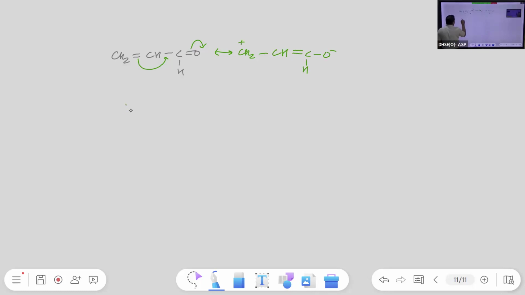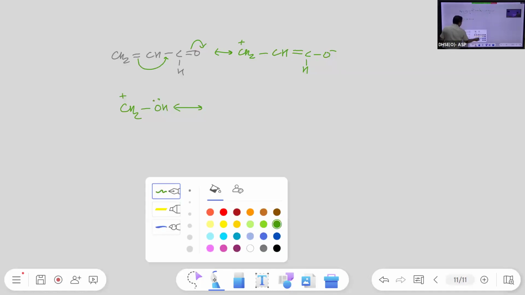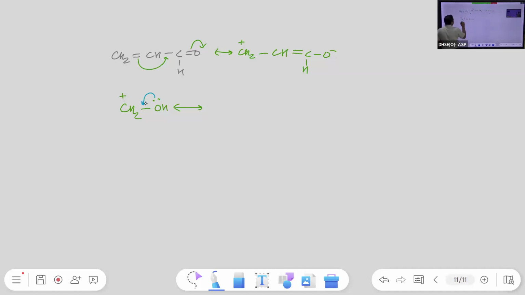Similarly, positive charge or vacant orbital in conjugation with lone pair. Oxygen contains a lone pair, so you can draw the resonating structure. This is CH2 double bond OH plus. Free radical: this is known as allyl free radical.